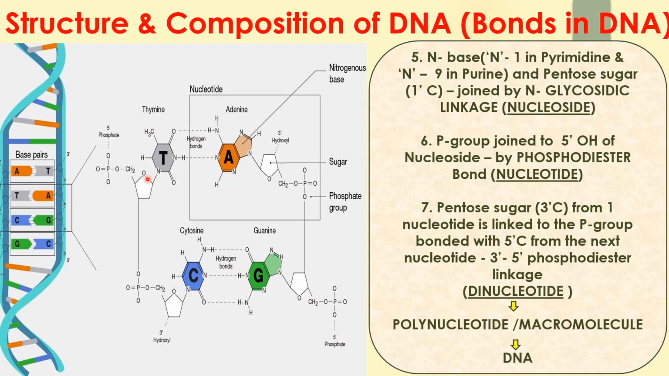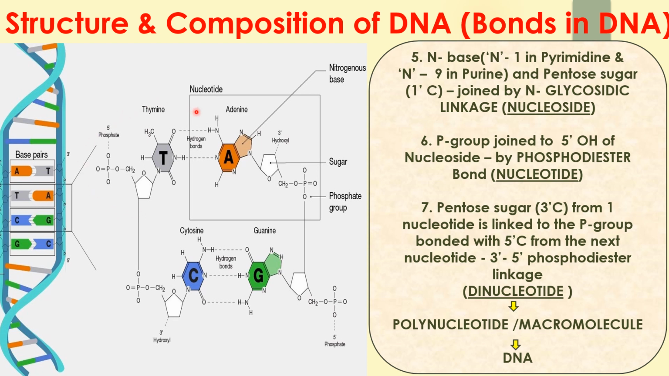pentose sugar, it's linked to one of the carbons of the pentose sugar. This is 1, this is 2, this is 3, this is 4, and this is the 5th carbon. That is, the OH on the 5th carbon is linked with the phosphate group. This is the 5th carbon of the pentose sugar which is linked to the phosphate group to form ultimately a nucleotide. This, where I am encircling my pointer, is a complete nucleotide.